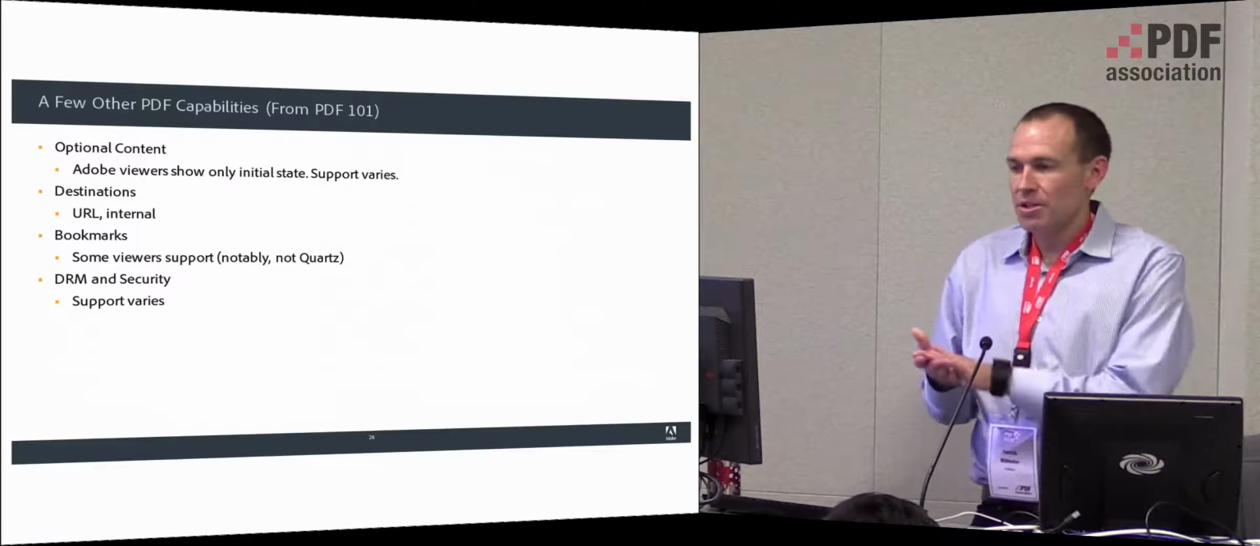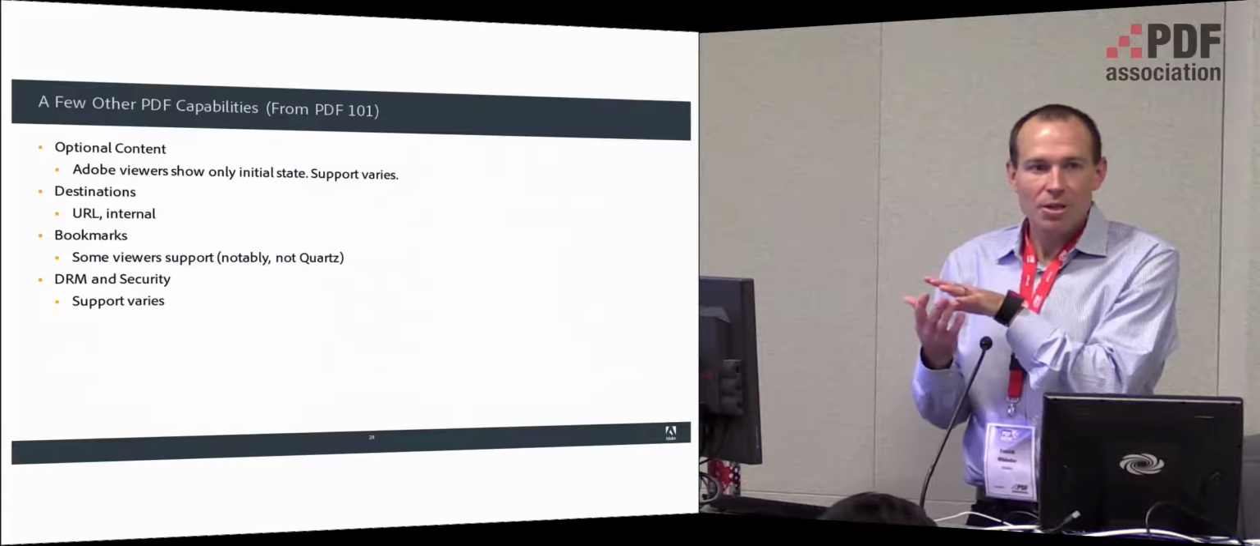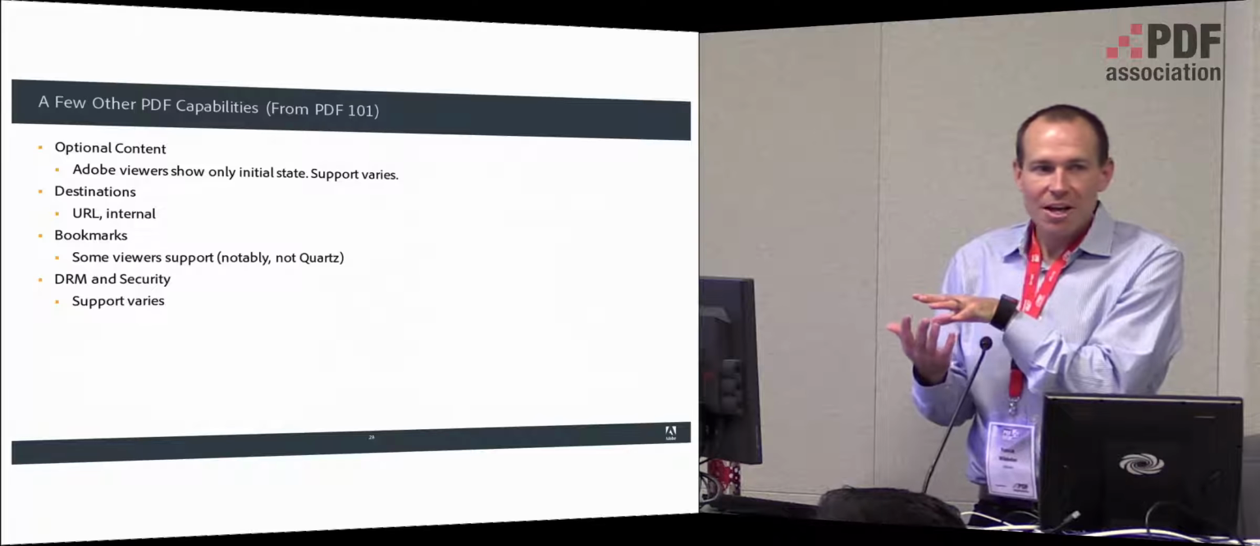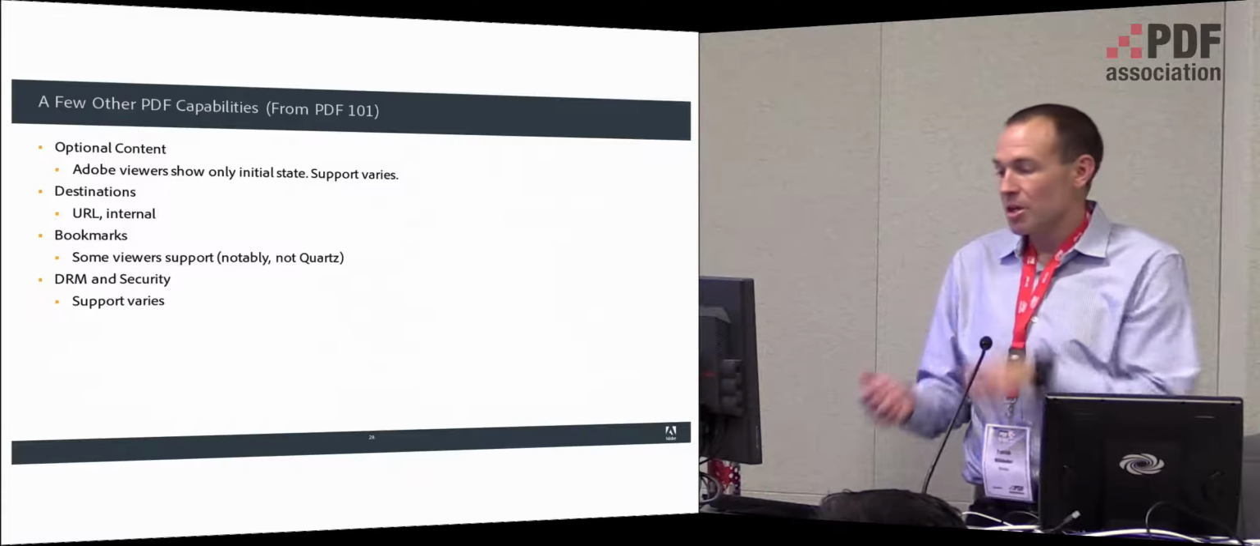So if you open a PDF and it's got a bunch of stuff that doesn't look like it should be there, that's probably because it has optional content in it, and the viewer has chosen to show everything instead of just the initial state or subset of things.